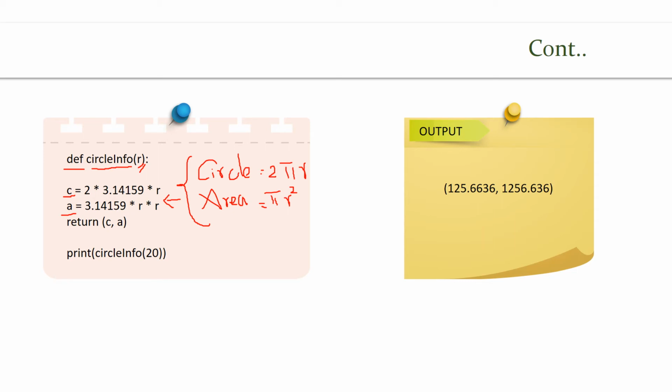I am going to pass the parameter value 20. So when I calculate with r as 20, the c value will be returned as 125.6636, and then the a value. This one is for the c value and this one is for the a value. This is the output for calculating the circle and the area. So in tuples we can return more than one value from a function.